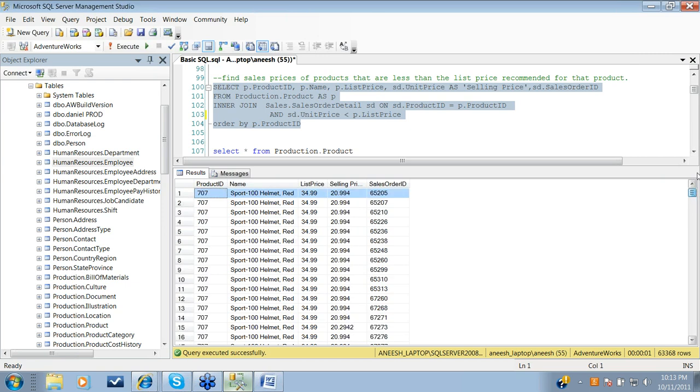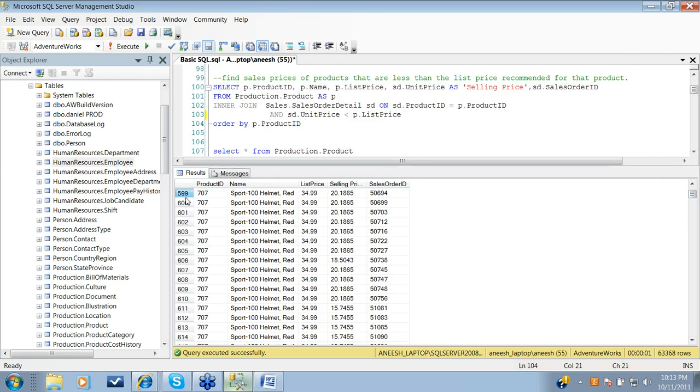Multiple matching records? Yes. What does that mean? Multiple matching records in this case, what exactly is the meaning of that? The left side table has many matching records in the right side table. Yes, I understand. But what is the literal meaning of that? Product 707 has been sold for less than the listing price multiple times. Am I correct? Yes, right.